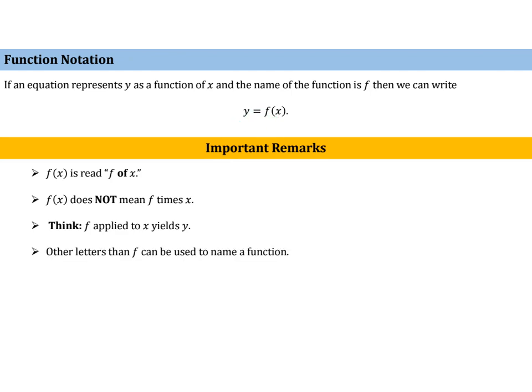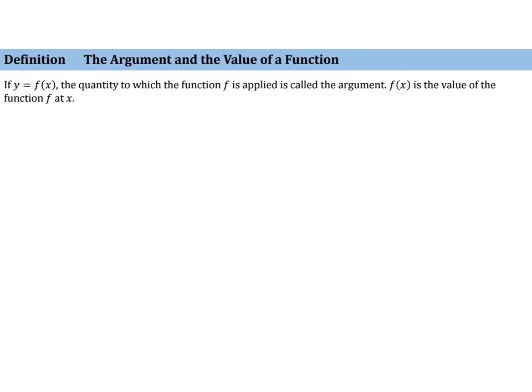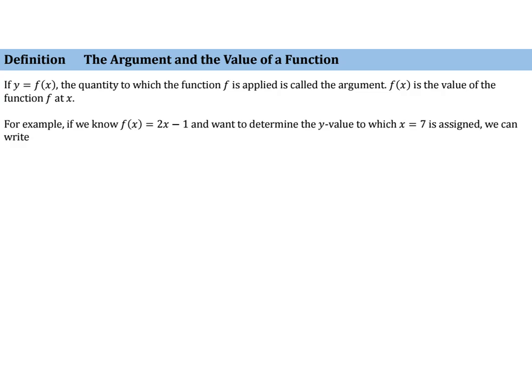We don't have to use just f either. We could have g of x, we could have h of x. The name of the function can vary. So now we have the concept of an argument of a function and the value of a function. The argument is just that value that you're applying f to. And the value of the function is just simply the output. So if f of x equals 2x minus 1, x is the argument, 2x minus 1 is the value.